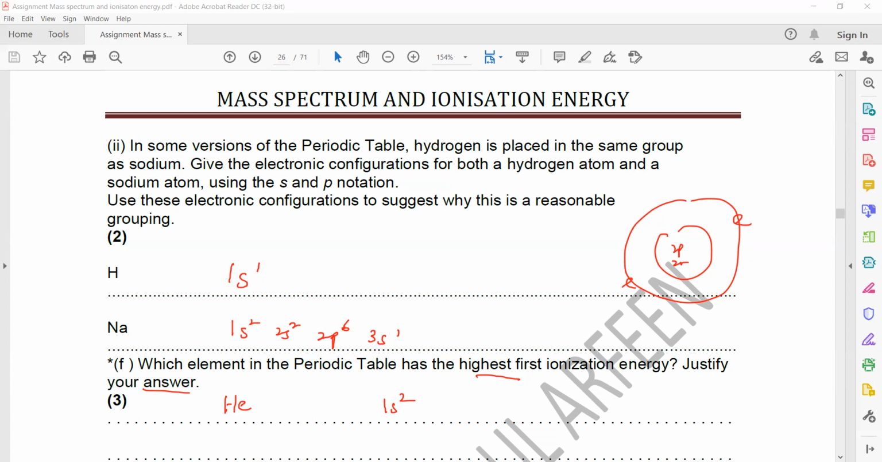So the mark distribution, why 3 marks? 1 mark is for mentioning helium, 1 mark is for mentioning no shielding effect, because you can see when we are removing the electron, we are removing the electron from the first shell, and there is no inner shell electron, so there is no shielding effect or very small shielding effect, you can say. And the second thing, electrons are closer to nucleus.